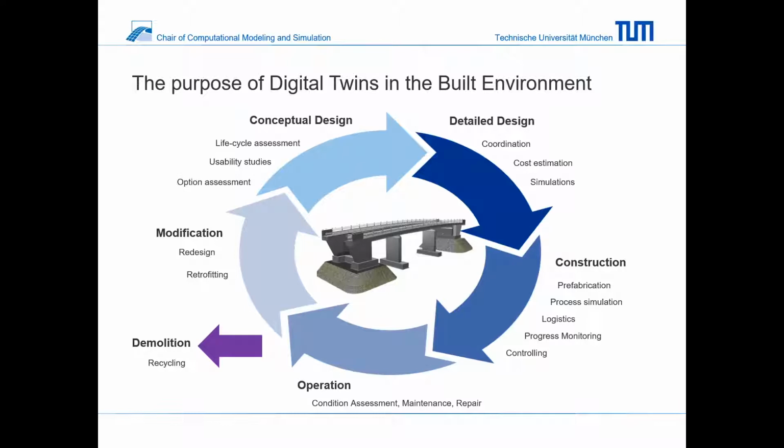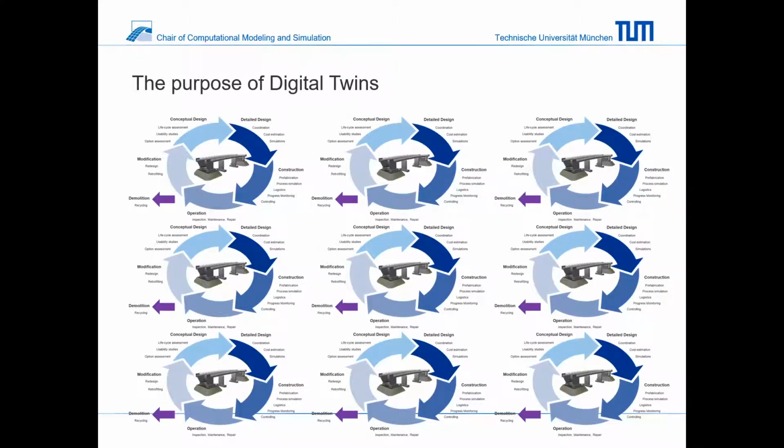Then, as I said, the very important part of the operation, where we use the digital twin for condition assessment, and this is then the basis for deciding on maintenance and repair. For demolition, we might decide what we can recycle, and for modification, we decide on redesign and retrofitting. I said it before, it's actually not only one digital twin, but many. So we will create many digital twins for many physical entities, to learn more about the behavior of the structure as a whole. Now, I brought along three different examples for digital twins.